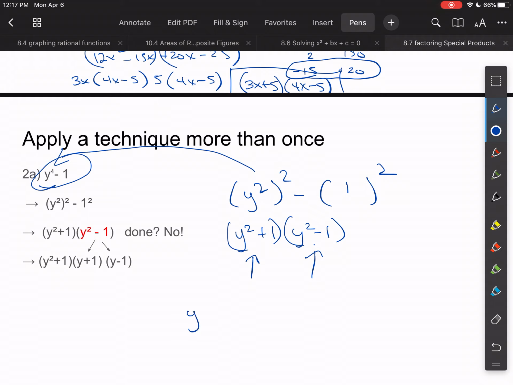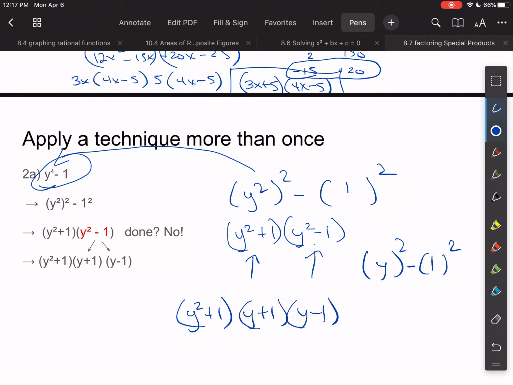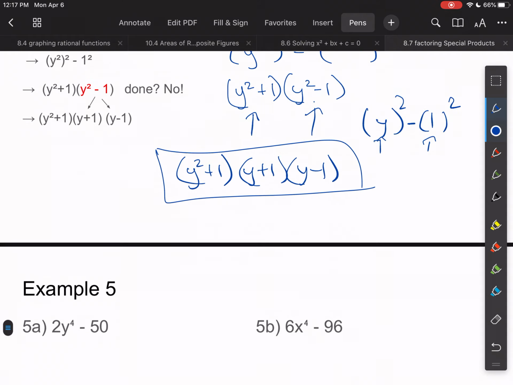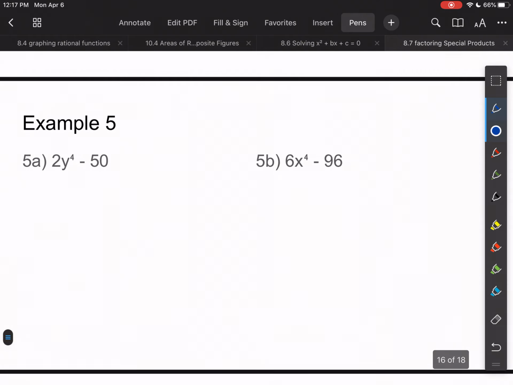So in our final answer, we'll have y squared plus 1. That's part of our answer. But then we can factor this one again. I can write that as y squared minus 1 squared. So it would be y plus 1, y minus 1. Again, I'm just taking these two pieces, y plus 1, y minus 1. So that's applying a technique more than once. Here's a couple of examples of when you might do that.